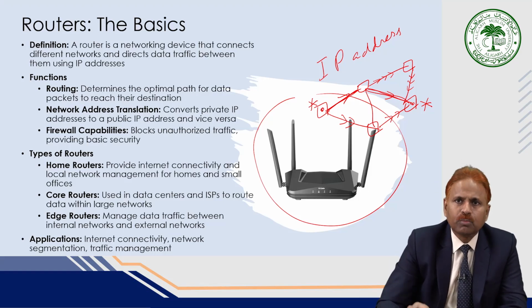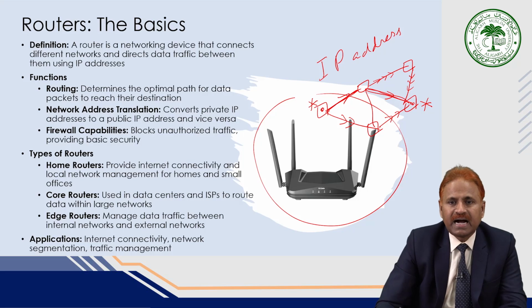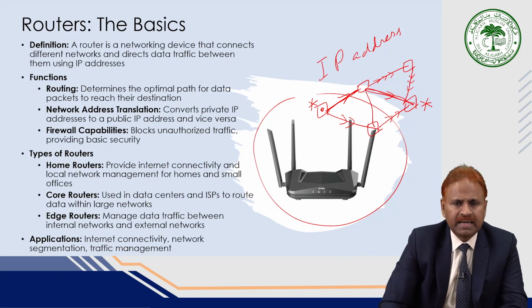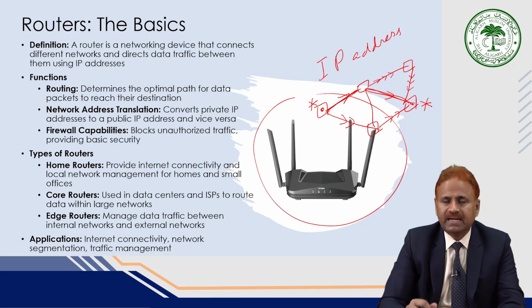So these are known as the home router. Another type of router is known as core router. It is used in data centers and ISPs to route data with large networks basically. And I will see all these things in the later part of the example. And another is known as edge router. Edge router manages data traffic between internal networks and external networks.